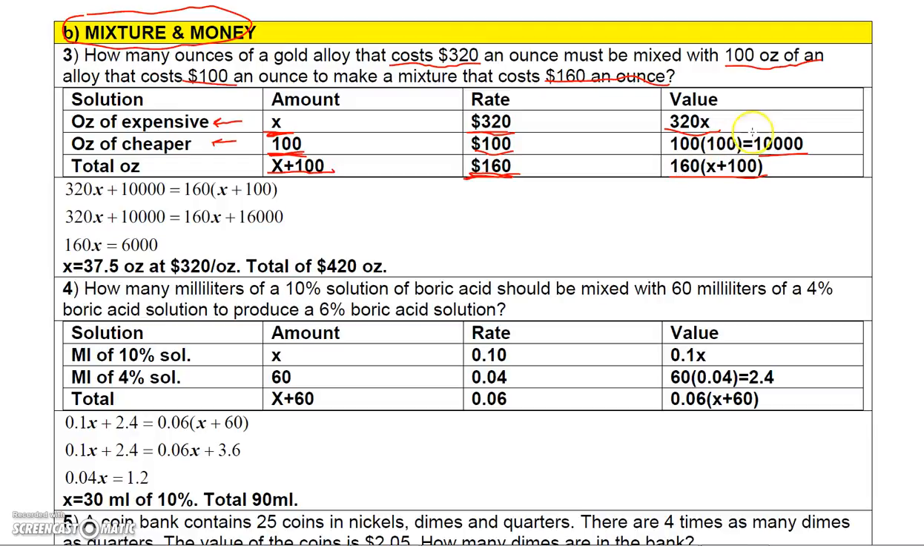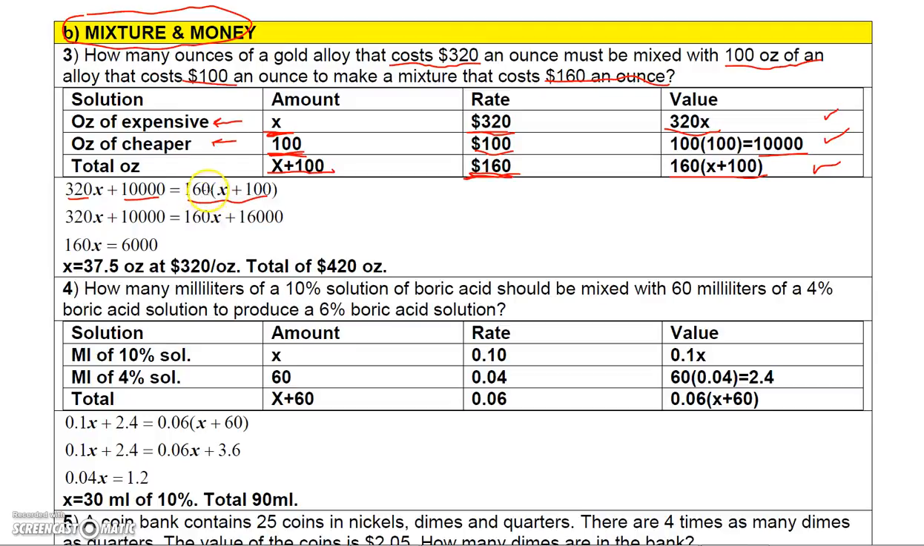Now the idea is when you mix these two alloys together, the total cost when they're mixed should be the same as they are before they're mixed. So 320x plus 10,000 has to equal 160 times x plus 100. So basically the total cost of the gold alloy plus the total cost of the cheaper alloy must equal the same cost as the alloy after they're mixed. So if we add those two together, 320x plus 10,000 has got to equal 160 times x plus 100.